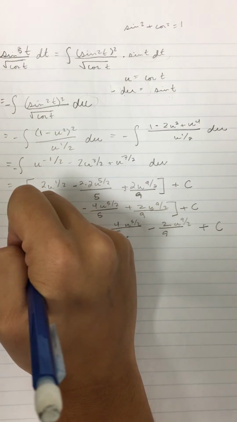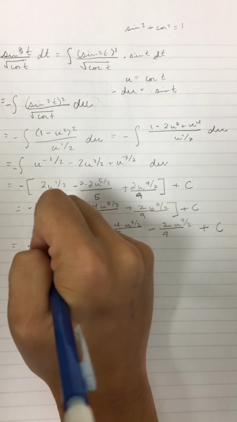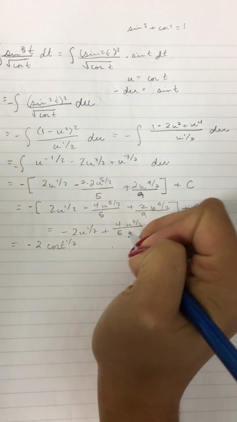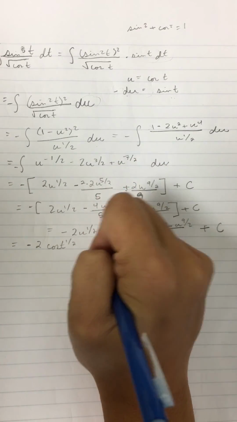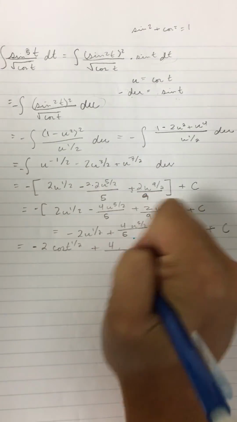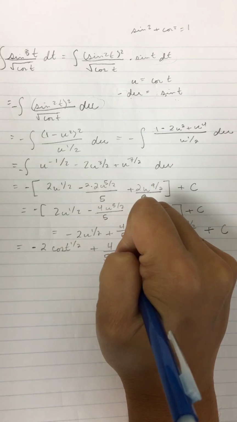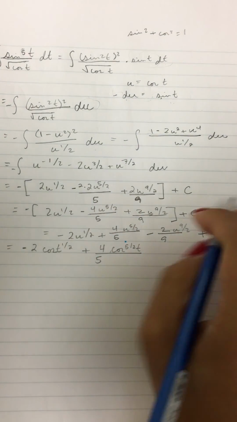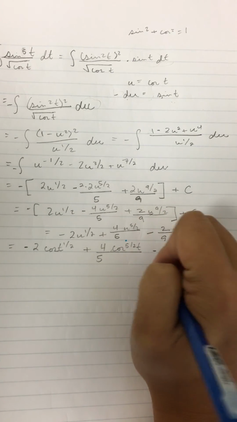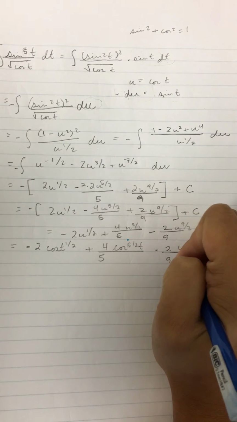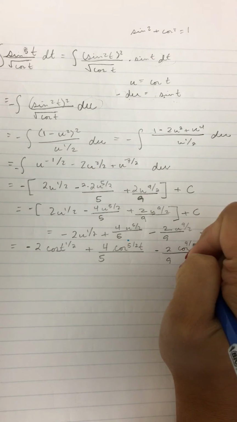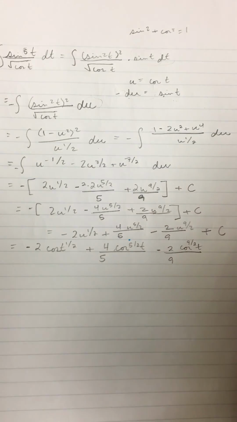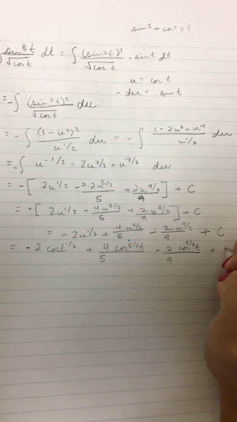So the final answer is going to be negative 2 cosine of t to the 1/2 plus 4/5 cosine t to the 5/2 minus 2/9 cosine t to the 9/2 plus c.